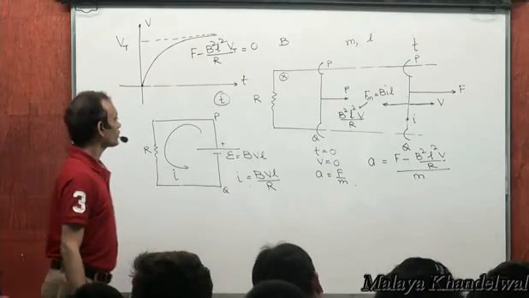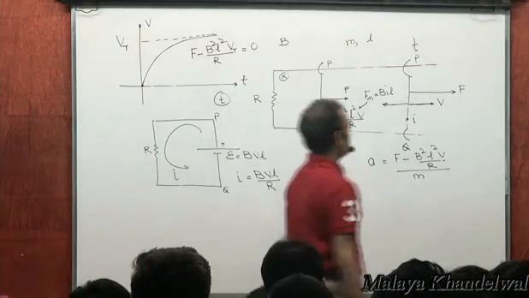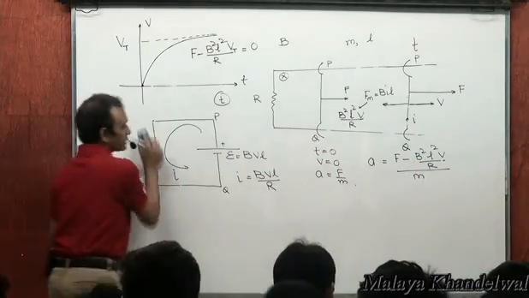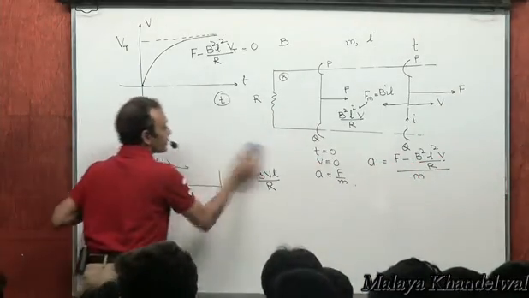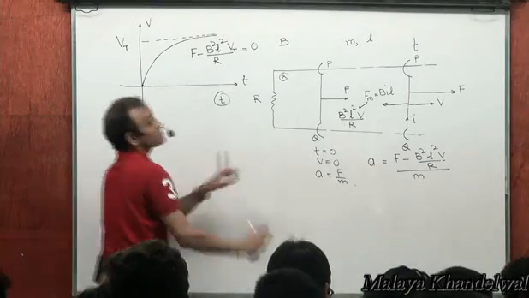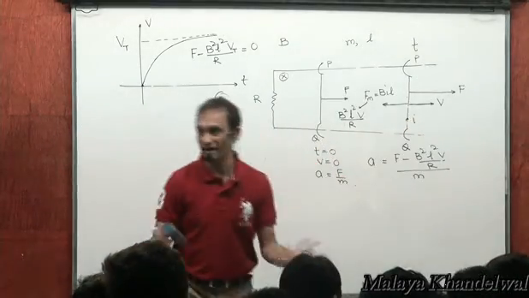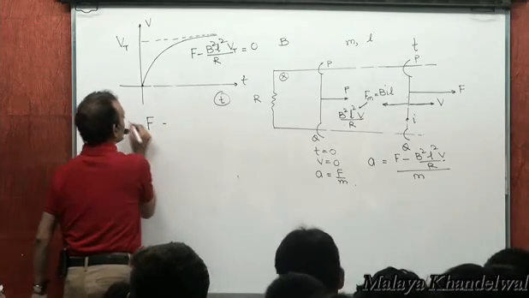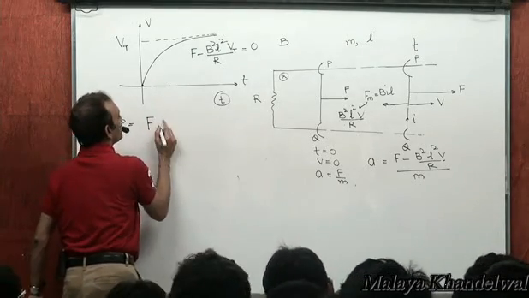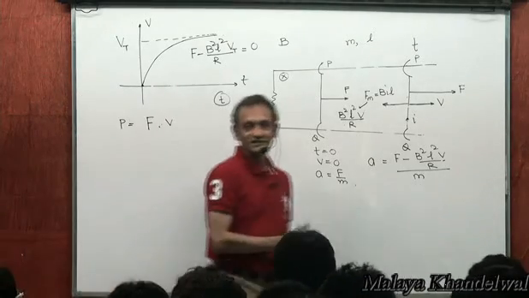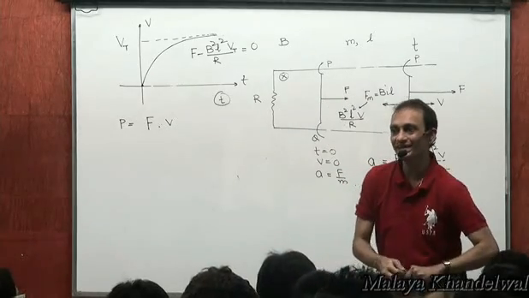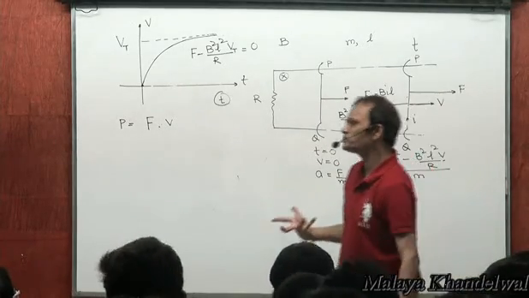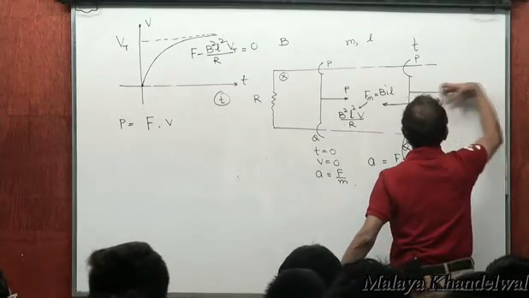Now look at the power. Can I wipe this off? The power associated with the circuit. That means the power that this force is providing is F into the velocity at that instant. That's the power that it's providing, right? Where does this power go? This is the power it provides.